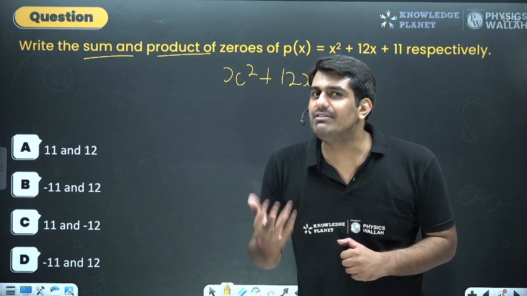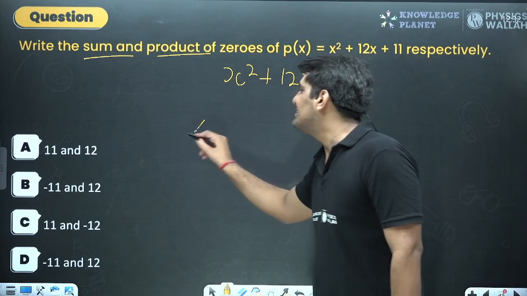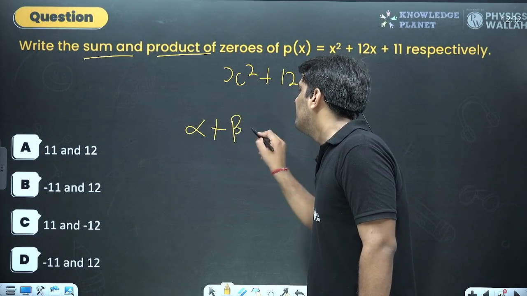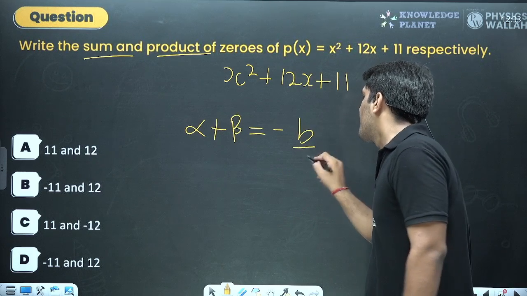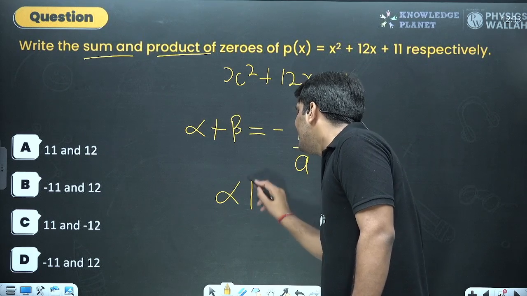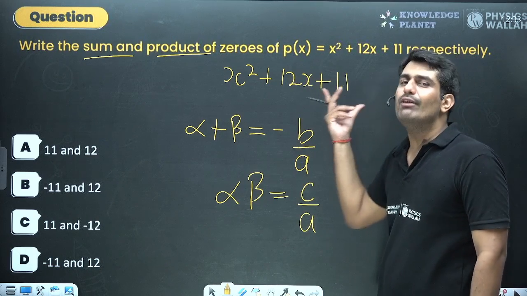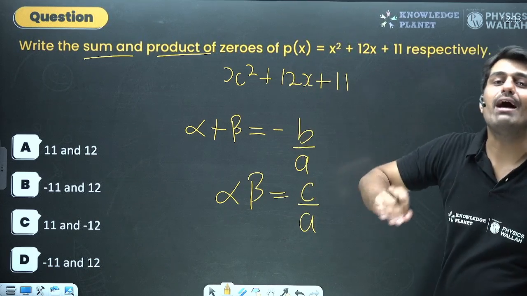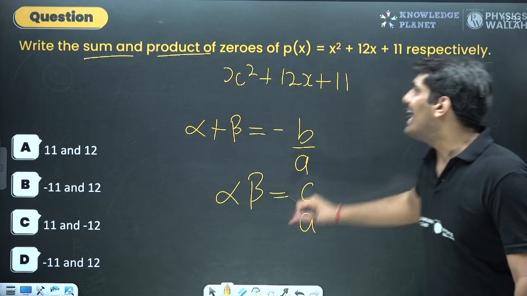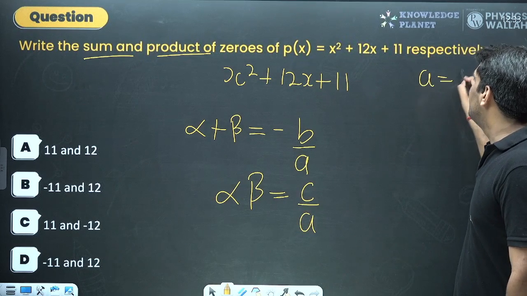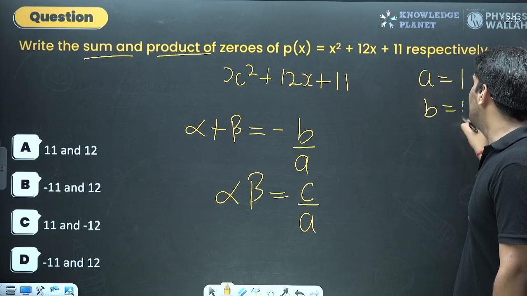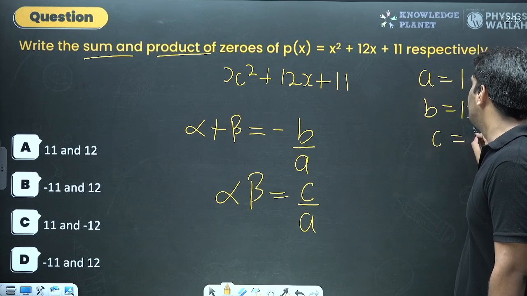Why? We have just now learned that the sum, that is alpha plus beta, is minus b by a. The product alpha into beta is c by a. If you observe the given equation, compare it with ax square plus bx plus c. In that case, the value of a over here is simply 1, the value of b over here is simply 12, and the value of c over here is simply 11.